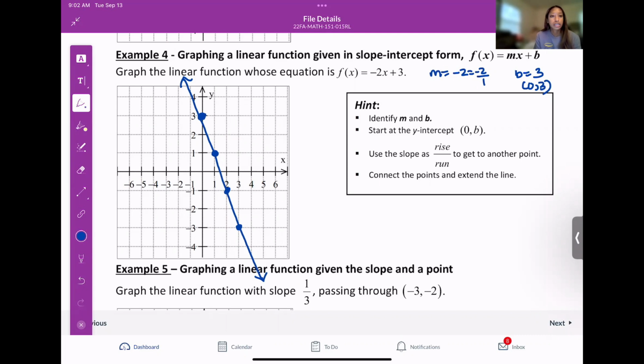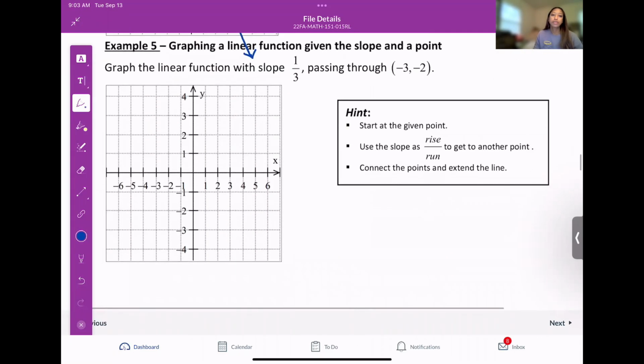The graph crosses the y-axis at 3. It is decreasing because the slope is negative. It has a slope of -2. All right, let's keep going with these.